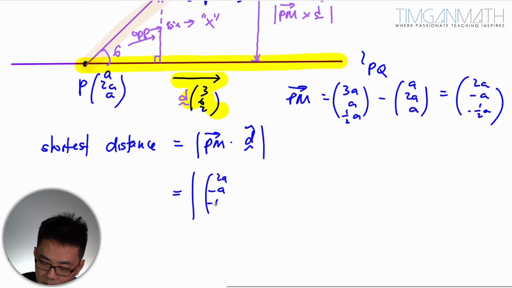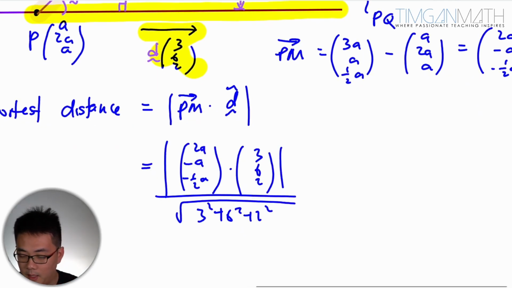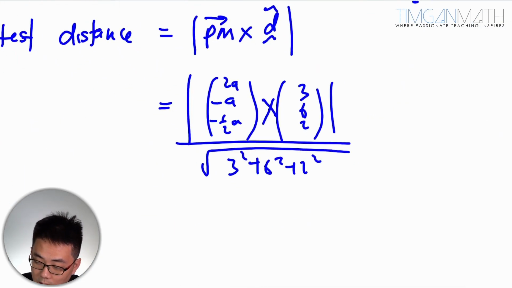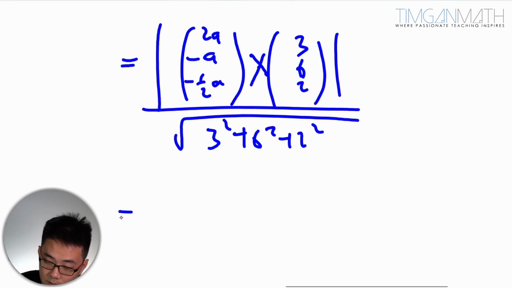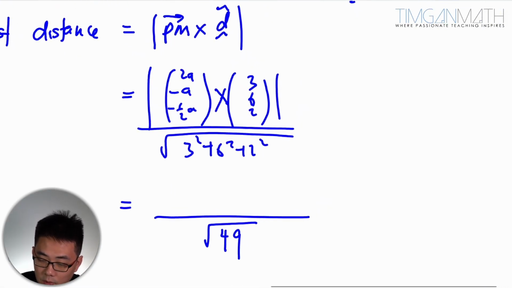Alright, so PM would just be 2A, negative A, negative half A dot with 3, 6, 2 unit vector, so divide by its own length, square root of 3 square plus 6 square plus 2 square. Sorry, cross product. What am I doing? Okay, so I'm going to do cross product. Goodness, it's cross product. 3 square plus 6 square plus 2 square will give us 49. That's a very nice number there, because it's a perfect square.